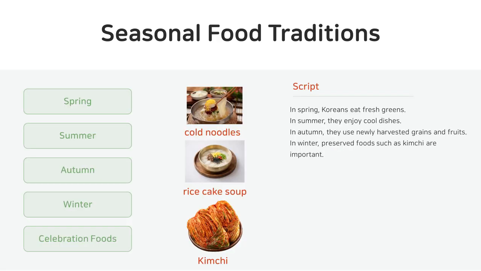In spring, Koreans eat fresh greens. In summer, they enjoy cool dishes. In autumn, they use newly harvested grains and fruits. In winter, preserved foods such as kimchi are important.